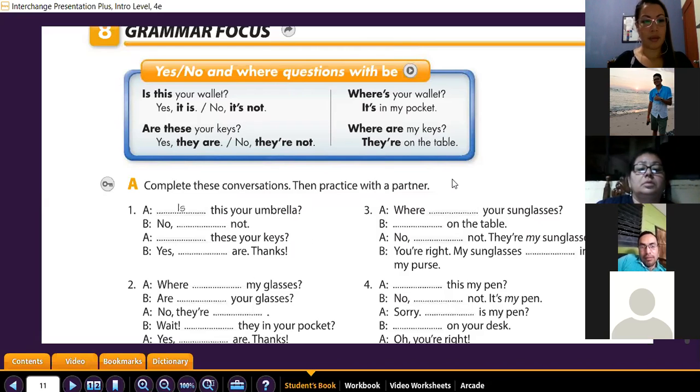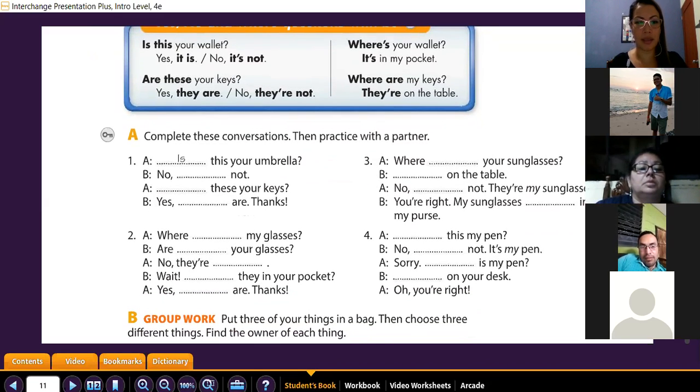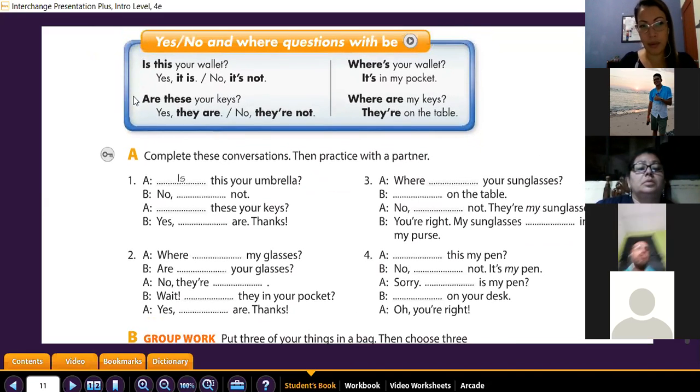Okay. So, let's remember the structure and try to complete this exercise in the notebook. As you can see in this example, tenemos la conversación y hay que completarla ya sea de esta forma, yes, no question, o usando where is o where are. Dependiendo, por ejemplo aquí dice, this your umbrella, y me responde que no. Entonces, es una yes, no question.